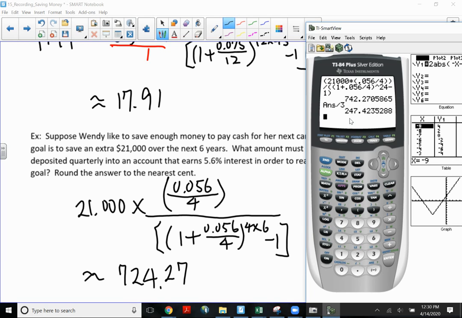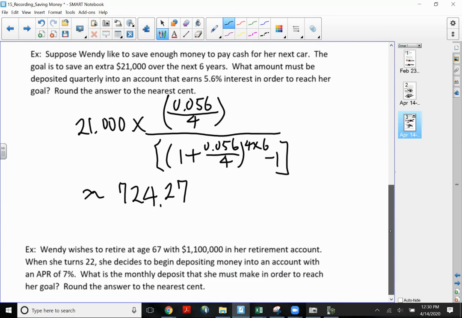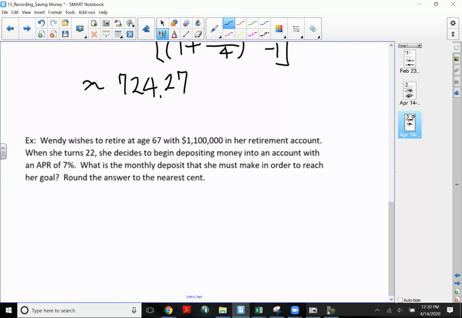All right, let's take a look at this last one. Wendy wished to retire at age 67 with $1.1 million in her retirement account. That's the goal. When she turned 22, she decided to begin depositing money into an account with an APR of 7%. These APRs are very low. What is the monthly deposit that she must make in order to reach her goal?